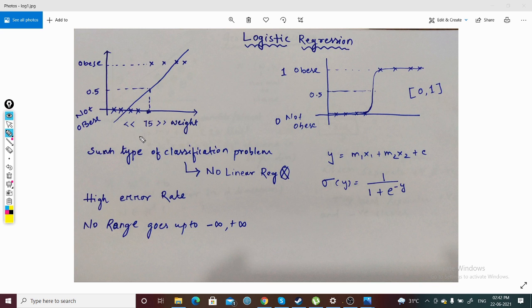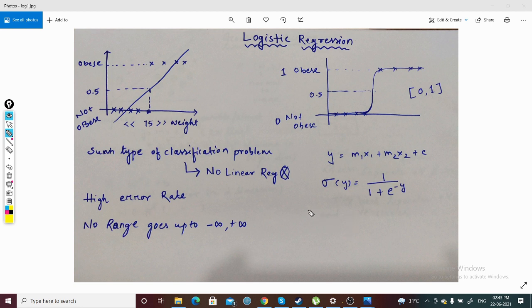Hi everyone, in this video we are going to discuss logistic regression. We have already discussed linear regression. Linear regression helps us solve regression problems, so it helps us predict any continuous dependent variable. And in logistic regression, we classify the class, that is, we solve the classification problem. Let's take some examples.